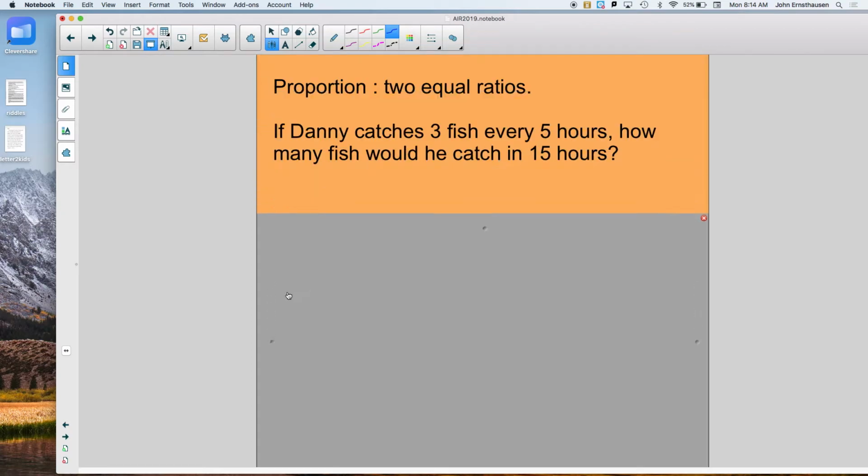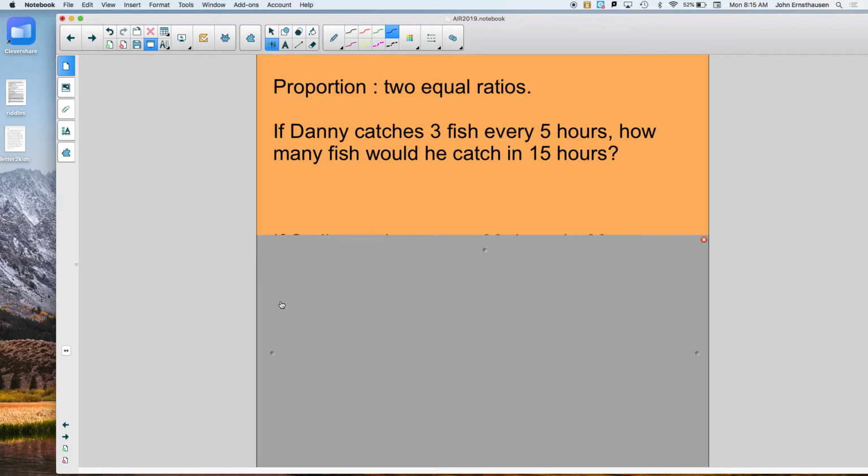Proportion. This will definitely show up. If Danny catches 3 fish every 5 hours, how many fish would he catch in 15 hours? I mean, we've done a lot of these. Yes, can you just show me? I know you know it. I just need to, I have no worries with you two other than you going too fast. Because of the timing of the year, we've done so many proportions. Love it. Tomorrow.